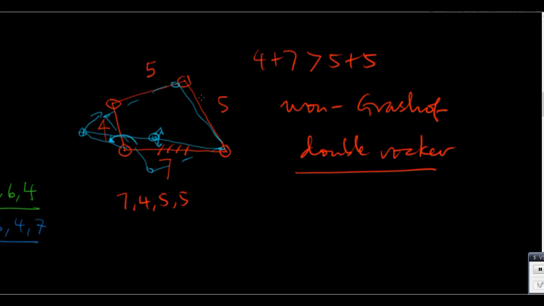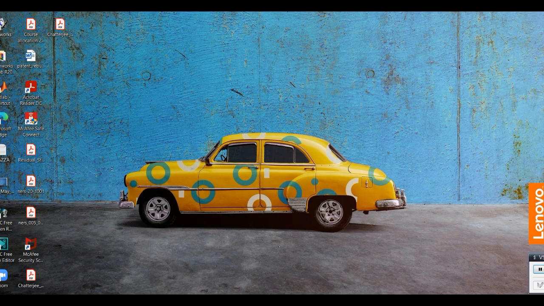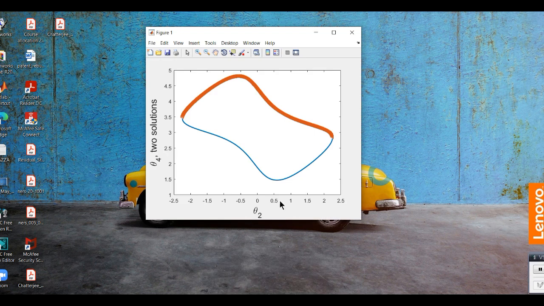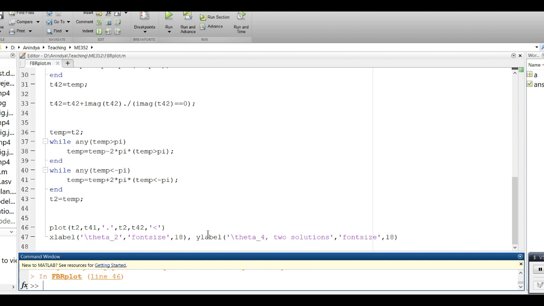That is why both assemblies are accessible to the non-Grashof mechanism, and so when you have a double rocker, it will look like this. Qualitatively similar pictures are given in your book, but here we have plotted them using MATLAB. Then that is all for today. Thank you.